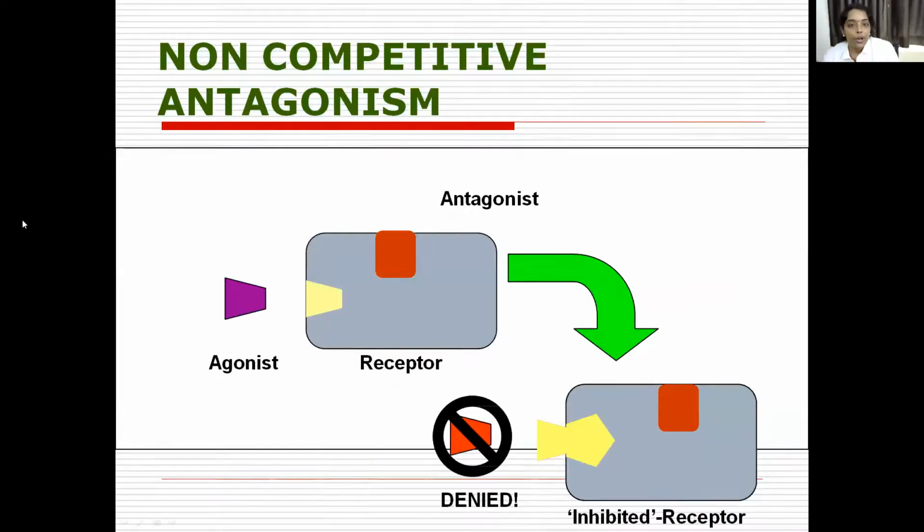So here, non-competitive antagonism. So what happens here? The antagonist does not compete with the agonist for the agonist receptor site. So you see that the antagonist is binding at a different receptor site. Okay, so then what does it do? It alters the shape of the receptor where the agonist binds. So it is altering the shape, by binding here.